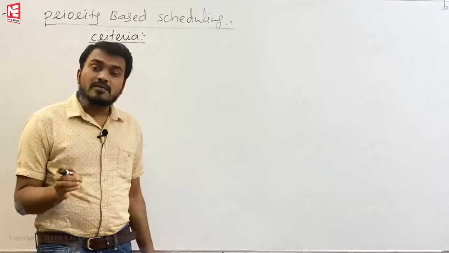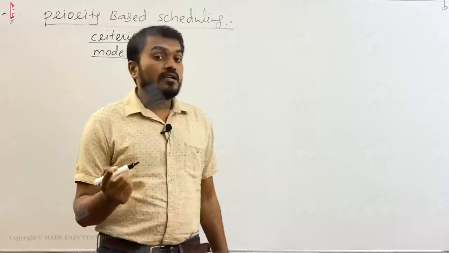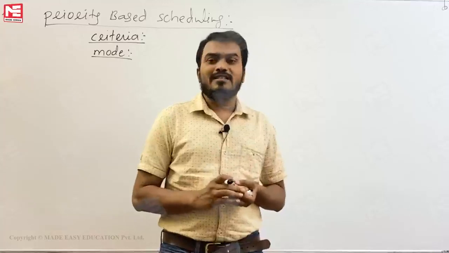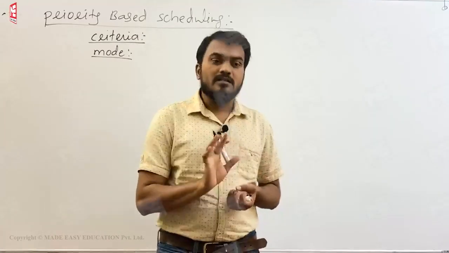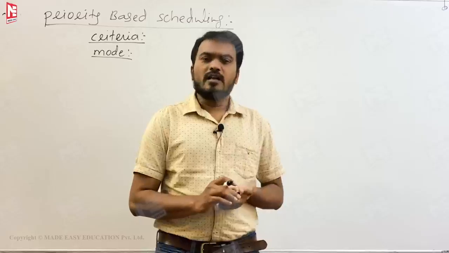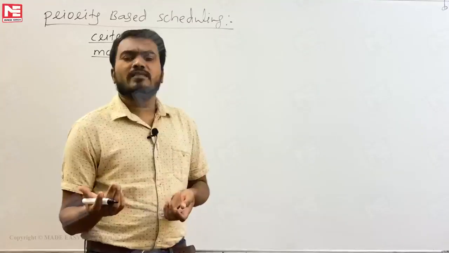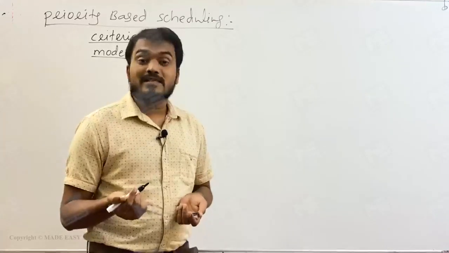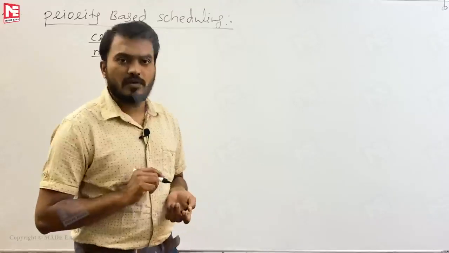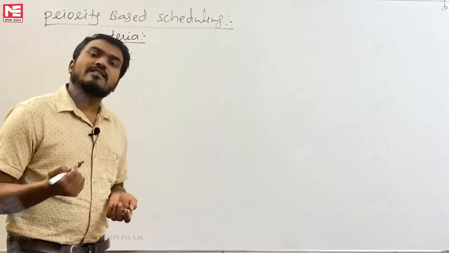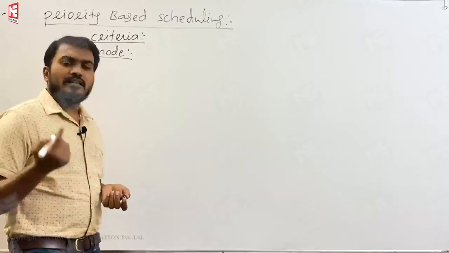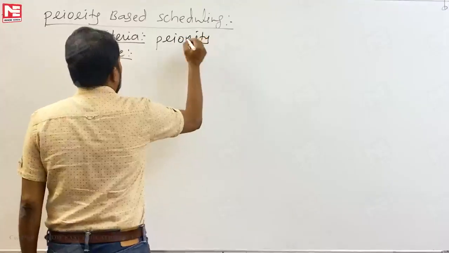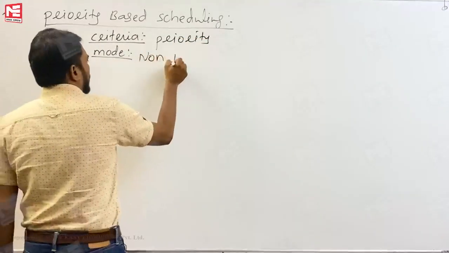Now tell me, priority based scheduling, it means what? Whenever more than one process is ready for execution, the decision of selecting the process will be done based on the priority. The priority will be there for every process, and that will be an attribute of the process, present in the PCB, the process control block. Every process is assigned the additional parameter of priority. So the criteria in the algorithm is priority, and for the mode, we have two different modes, non-preemptive and preemptive.